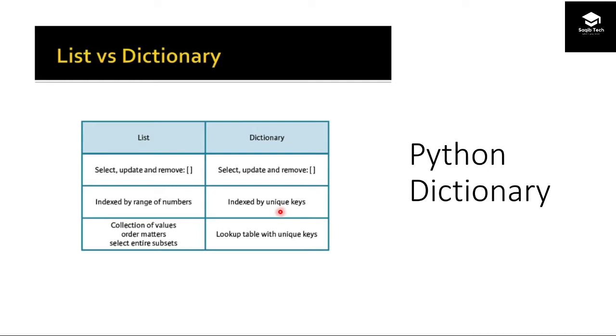And what is the second difference? Collection of values: order matters, select entire subsets.